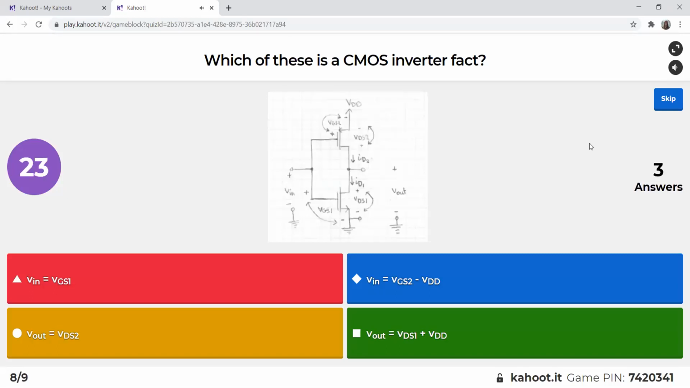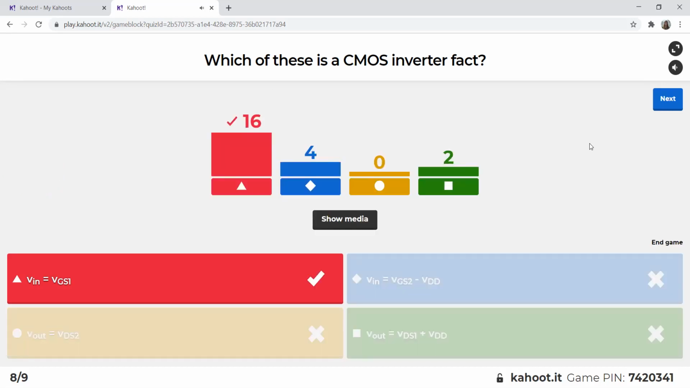So remember, there's facts about CMOS inverters, and then there's assumptions. So which one of these is a correct fact? Yeah, VN is VGS1. That is the correct one. All of these are actually really close to the facts, just a few things switched up. So for all multiple choice, always just be careful of trick questions. There's just a little thing that's different. Okay, last question.